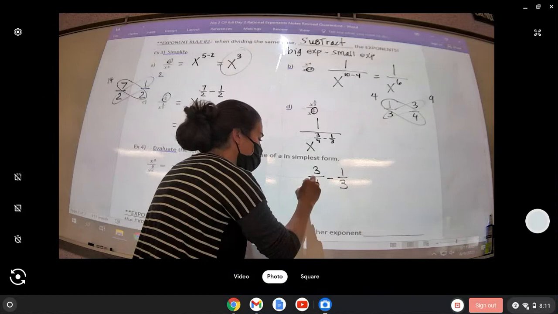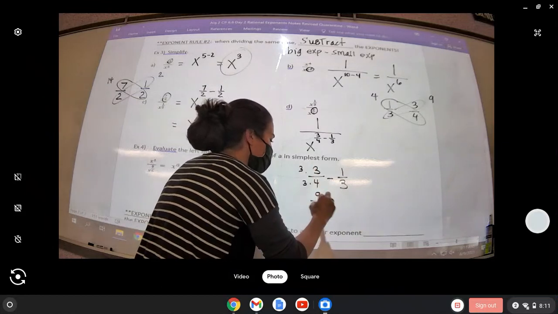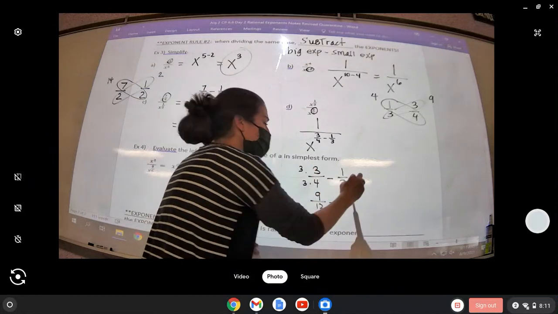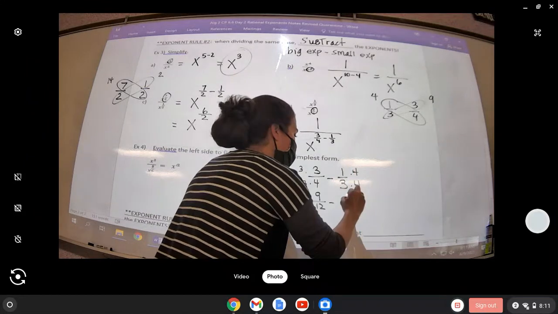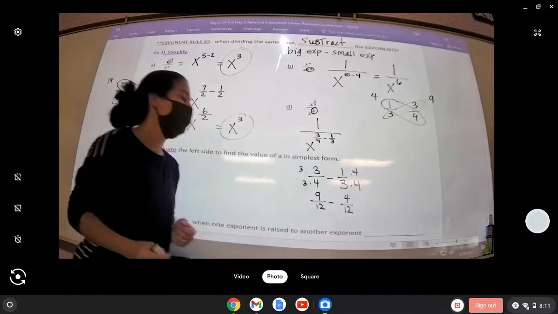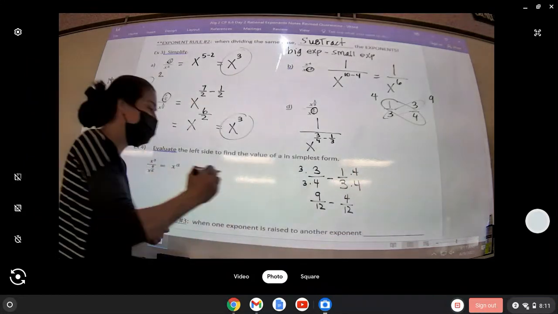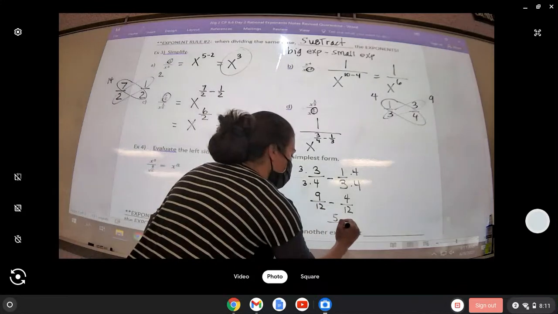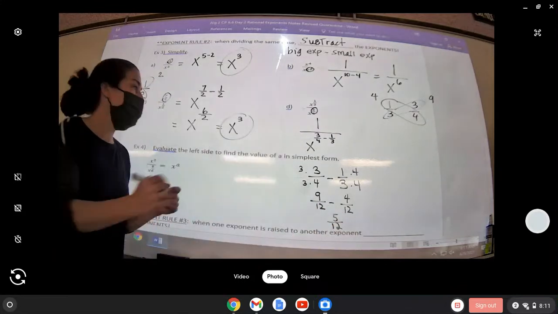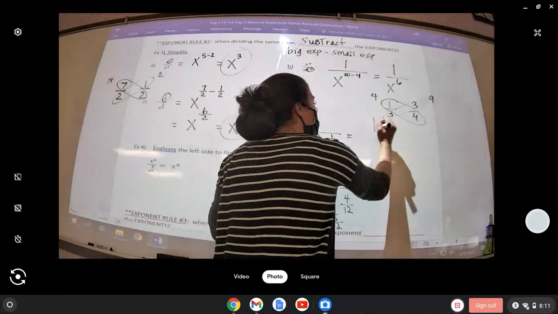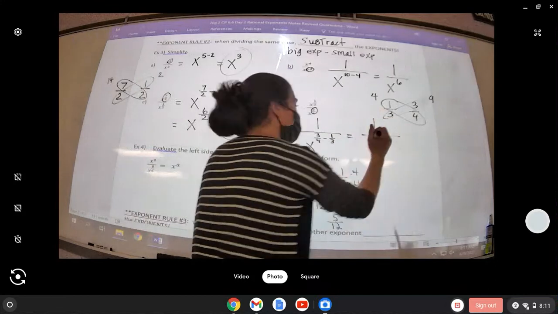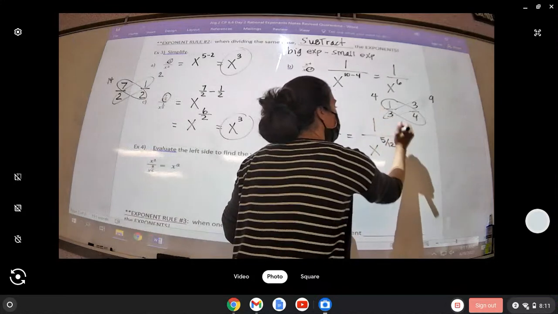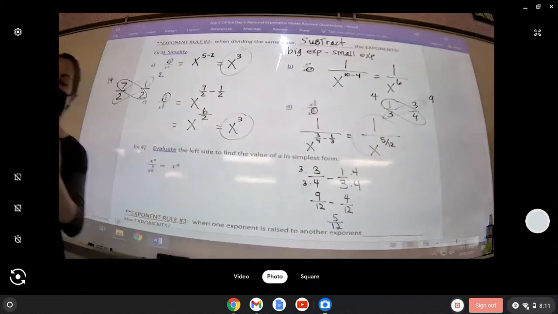So I'm going to multiply this by 3, and I'm going to get 9 out of 12. Minus, I'm going to multiply this by 4, and I'm going to get 4 out of 12. And then 9 minus 4 is 5 over a common denominator of 12. So this is going to become 1 over x to the 5/12. And you're done.